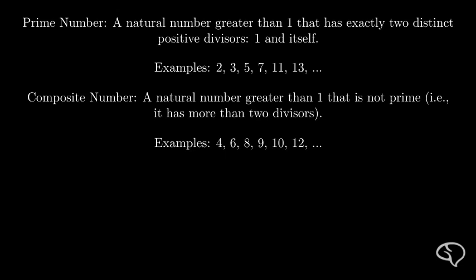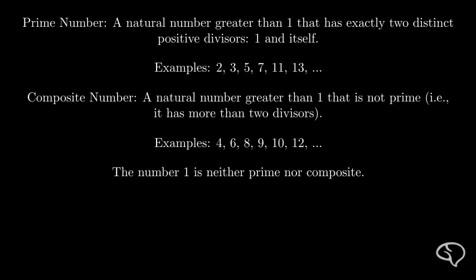There's one special number we haven't mentioned yet, the number 1. The number 1 is neither prime nor composite. It's a unique case because it only has one divisor, itself. It doesn't fit the definition of a prime number, which requires exactly two divisors, nor the definition of a composite number, which requires more than two.